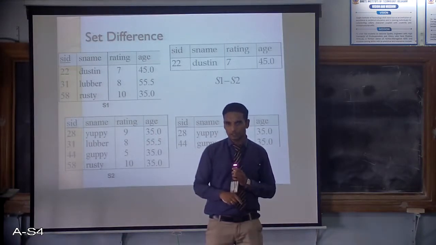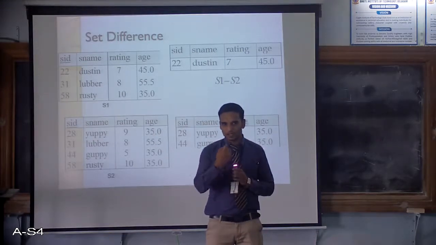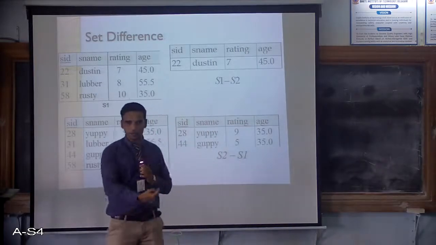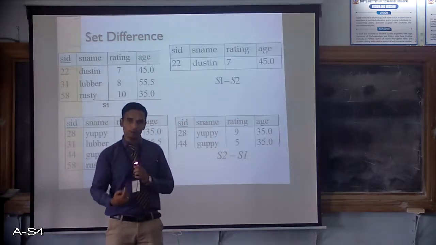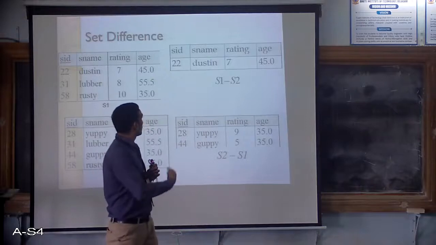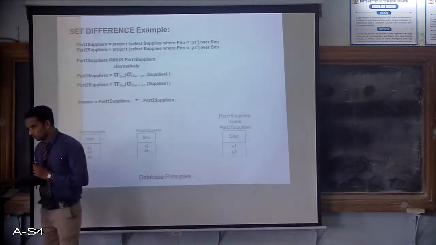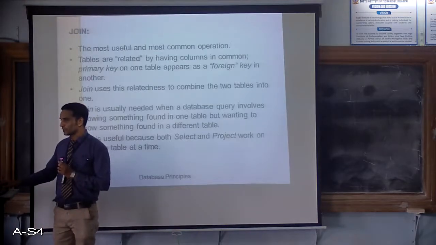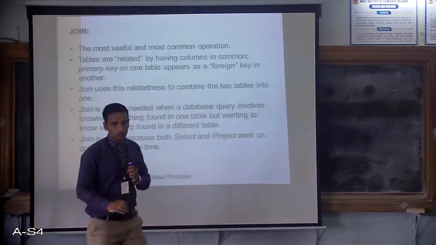Set difference is nothing but A minus B. When I say A minus B, it consists of only those rows which belong to A but not to B. Similarly, when I say B minus A, it consists of those rows that belong to B but not to A. Is this clear? So this is all about set difference. The same example I have written here.